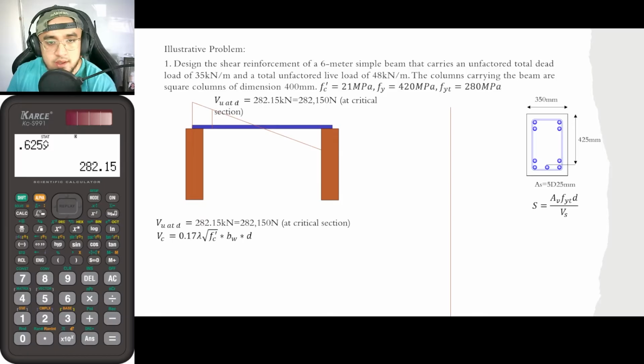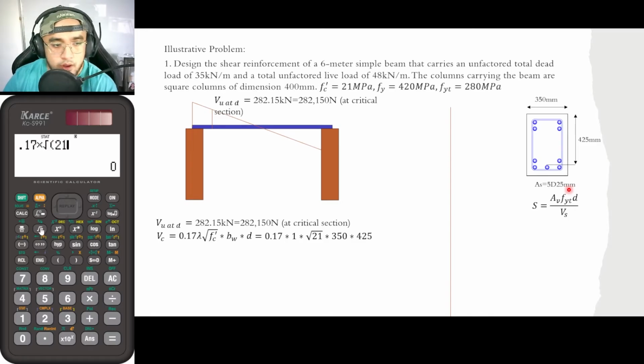So, guys, substituting all known values: 0.17 times lambda, and lambda is just 1, times square root of f prime c, where f prime c is 21, bw is 350, and d is equal to 425. So that is 0.17 times 1 times square root of 21 times 350 times 425. Let me just calculate that. So 0.17 times square root of 21 times 350 times 425.